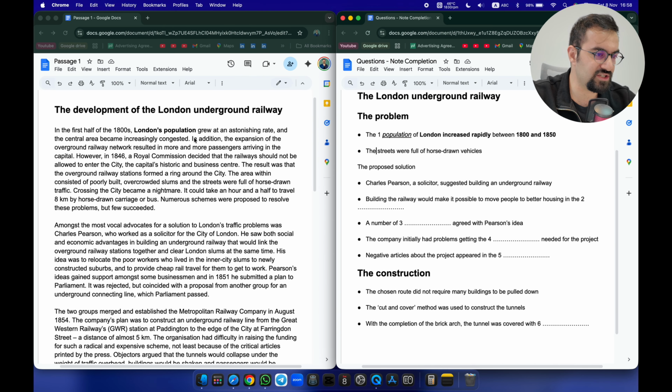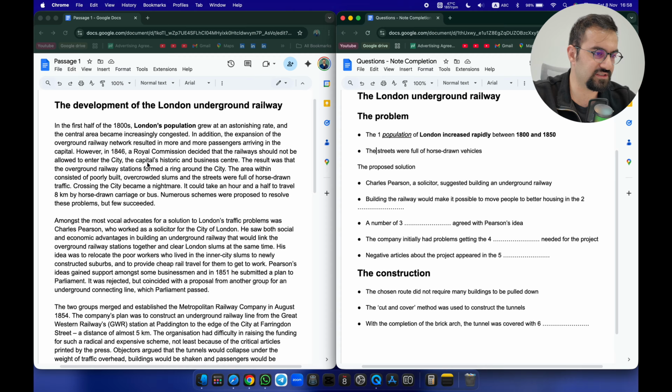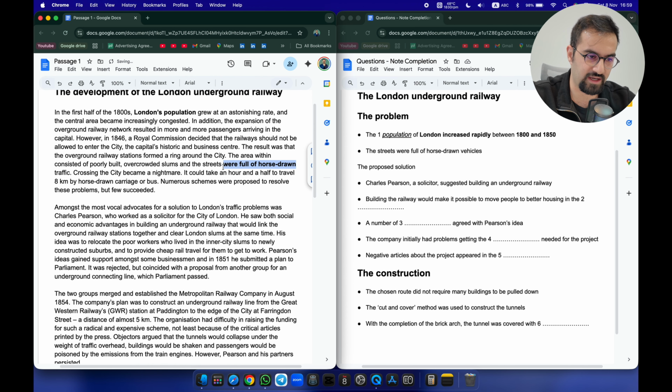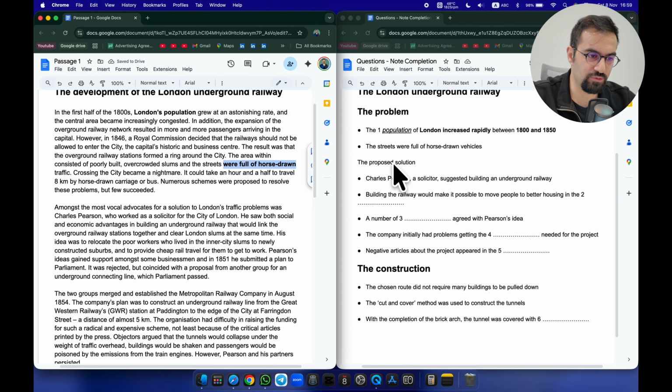Now let's keep reading. In addition, the expansion of the overground railway network resulted in more and more passengers arriving in the capital. Okay. However, in 1846, a royal commission decided that the railway should not be allowed to enter the city, the capital's historic and business center. Okay. The result was that the overground railway stations formed a ring around the city. The area within consisted of poorly built, overcrowded slums, and the streets were full of horse-drawn traffic. The streets were full of horse-drawn vehicles and traffic. Okay, I already have found my second line, which means I'm on the right track. Then we have got the proposed solution.